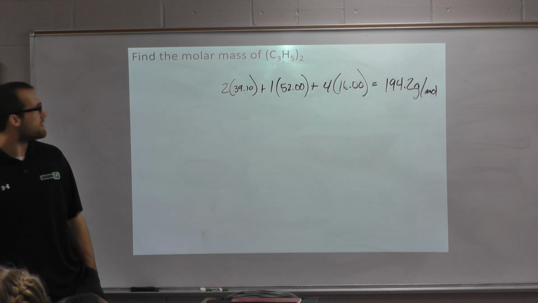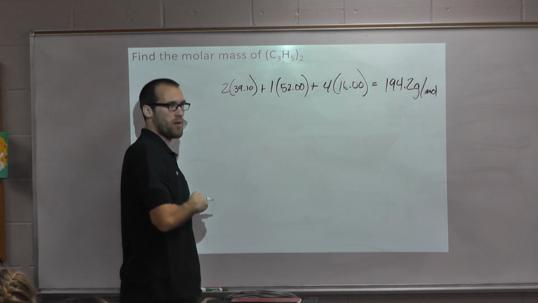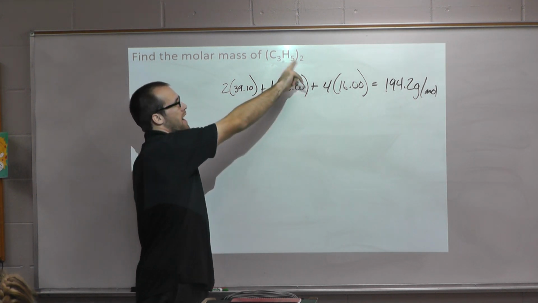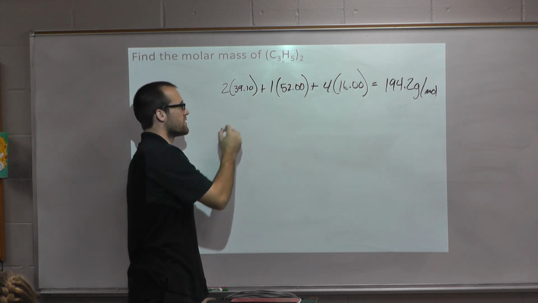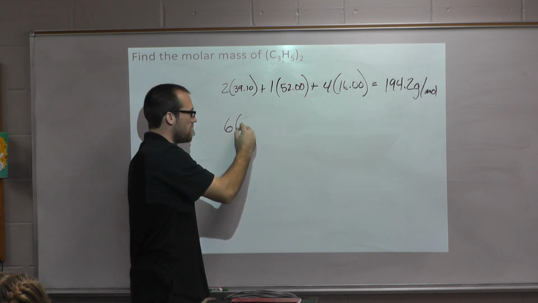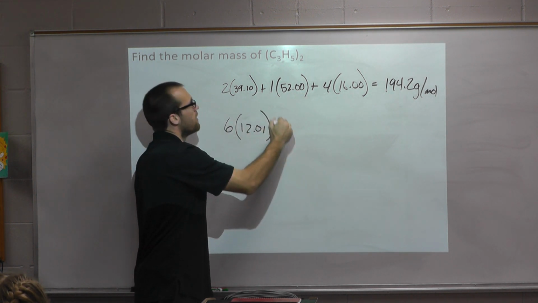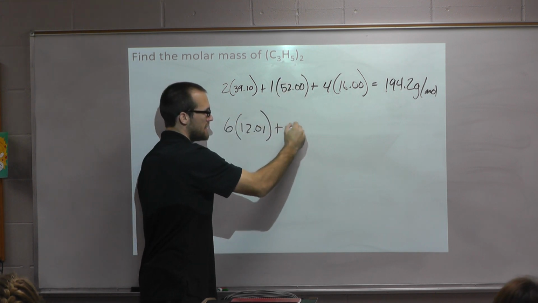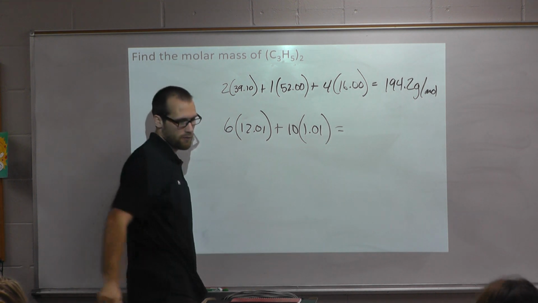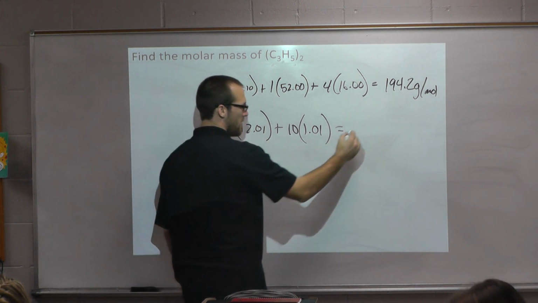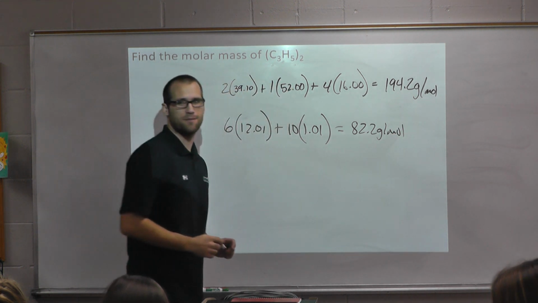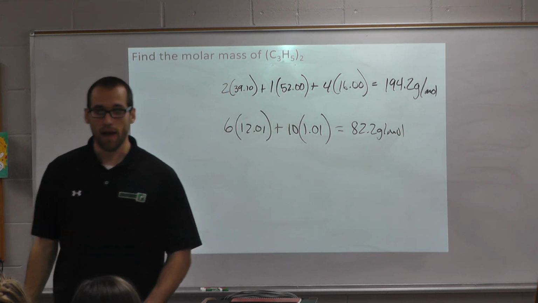Next one. Again, quick way of doing this. Just hold up, guys. How many carbons do I have? 6. 6 times the molar mass of carbon, which you get from the periodic table, 12.01. Plus 10 times the molar mass of hydrogen, 1.01. Solve. Multiplying, this should be about 82.2 grams per mole. It's really that simple.